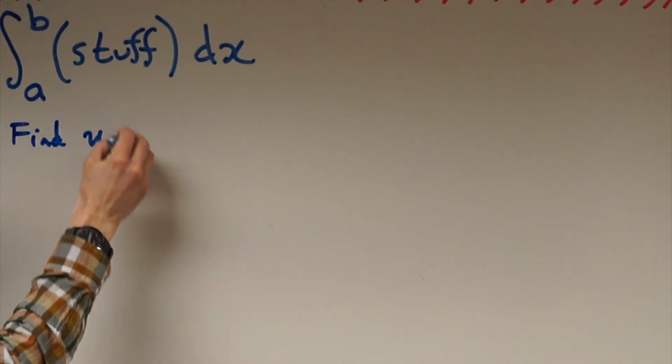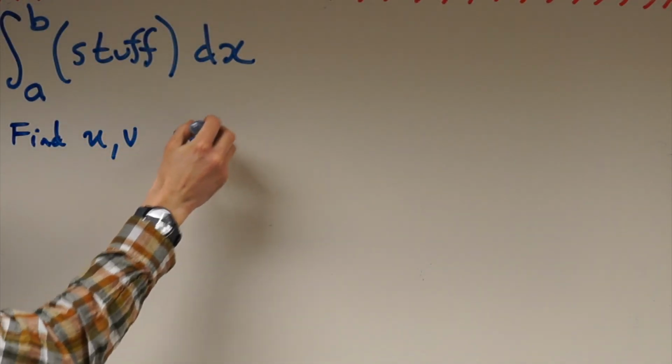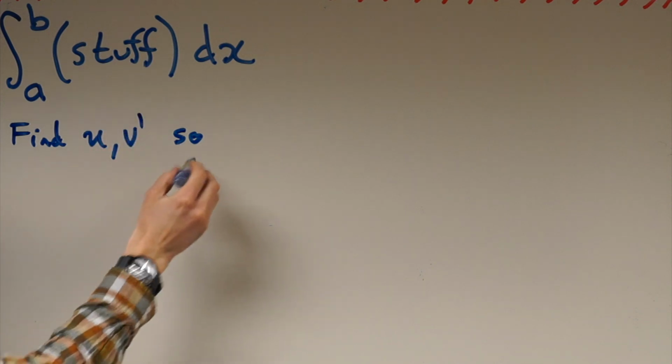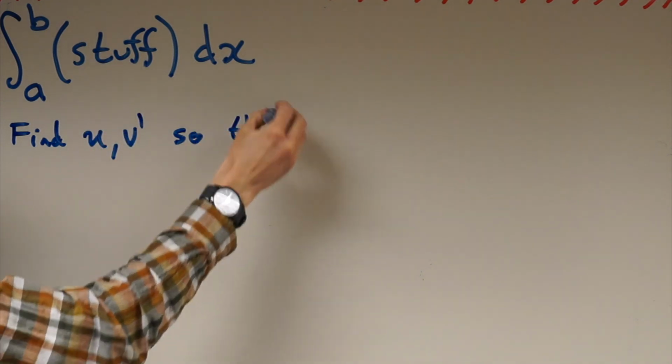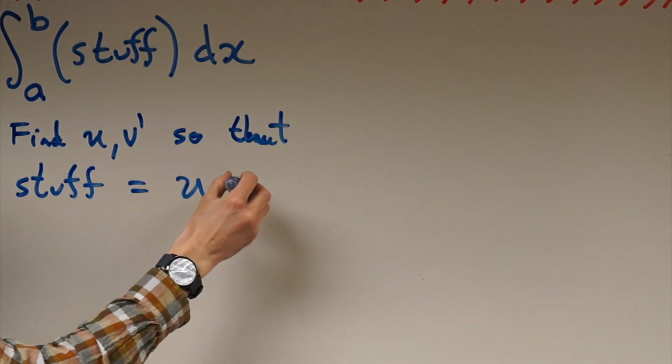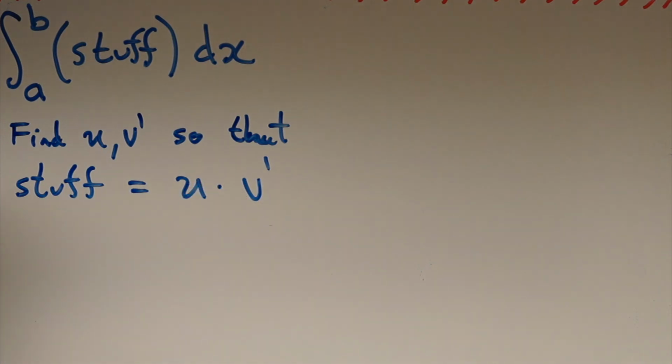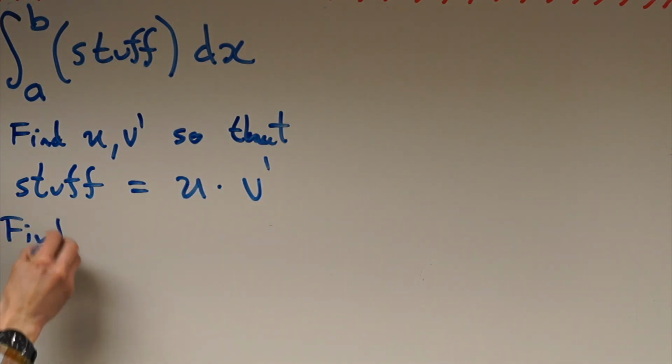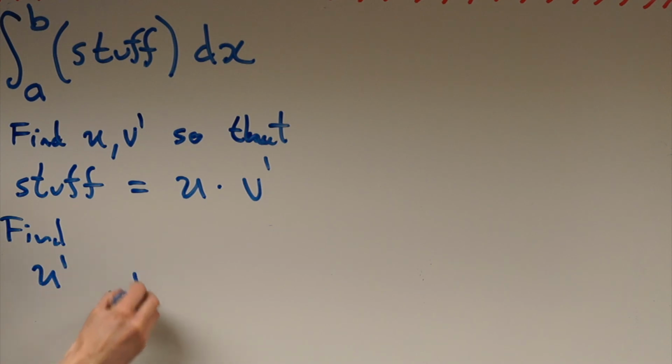Alright, now let's do it in general. So this is a more theoretical version of integration by parts. The most general integral you can come up with is an integral from a to b of some stuff with respect to x. So if you want to integrate by parts, the first step is to find a u and a v, or we can even say find a u and a v prime, so that stuff is the same as u times v prime. Then you also want to find u prime, and you want to find v.